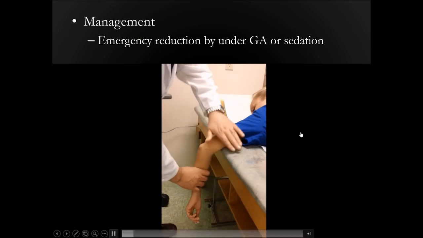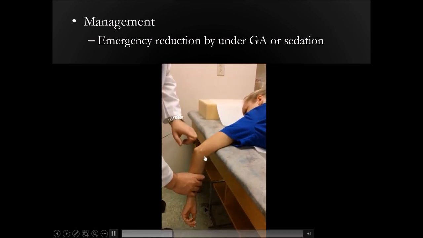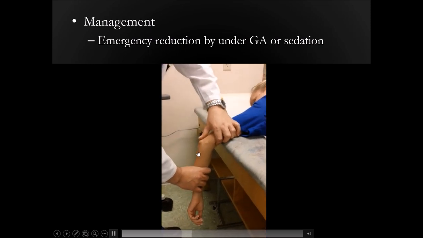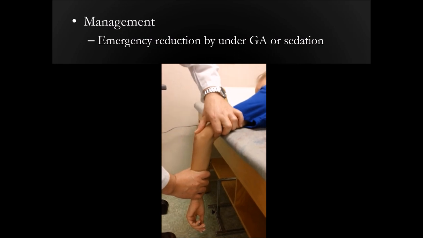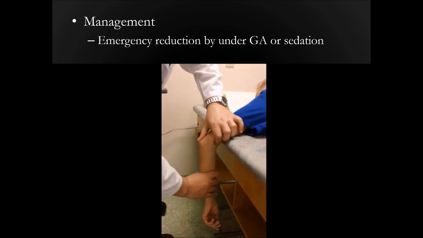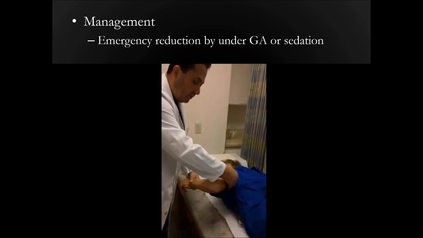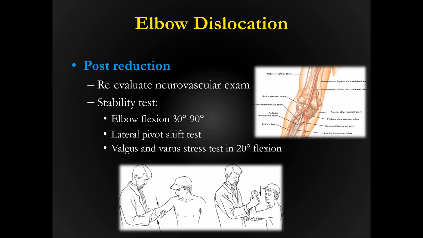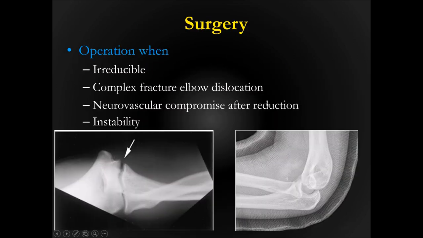Another way to do that is to lay the patient prone. Okay. The olecranon is posterior, and you're pushing down on the olecranon, and simultaneously pulling down the forearm. Okay. And once you feel that clunk, then you maintain the push on the olecranon. Flexion. Okay, it was reduced. Okay, and after the reduction, you need to check the X-ray.